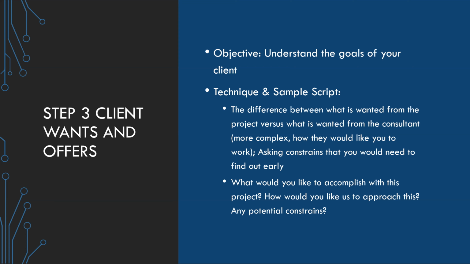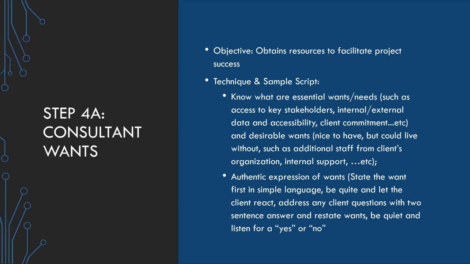In the textbook, they also list out potential constraints. So please be sure to read the textbook carefully so you can get a more comprehensive picture of what these constraints could look like. Step 4 is to highlight what you want and what type of service you can provide. Step 4A focuses on the consultant's wants, right? At this step, you really need to specify what type of resources will help you to achieve the success of this project, all right?